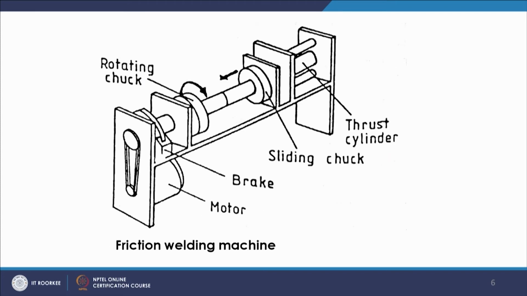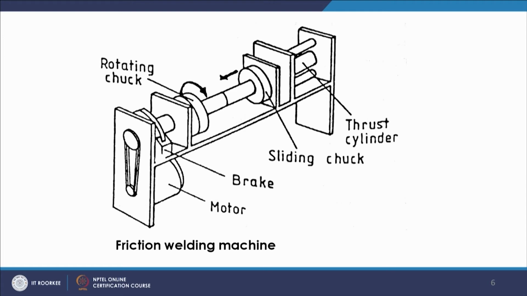This is the typical friction welding machine, where you will have a rotating chuck on this side, then that will be sliding, so you can slide from this side, and then you have the thrust cylinder that will be used for giving the thrust or axial pressure, so that you have adequate pressure to weld.